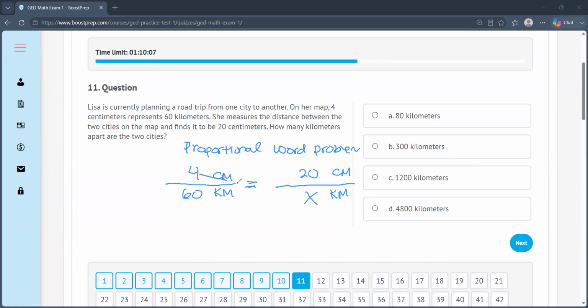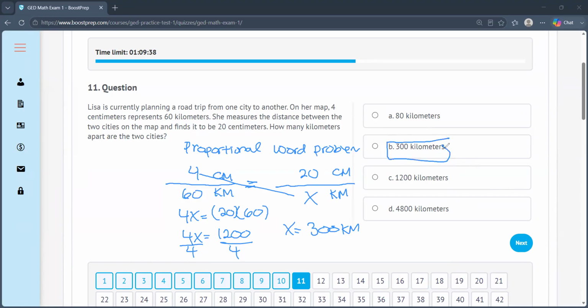Now go ahead and cross multiply to find your X. So 4 times X is 4X. And then it's going to be 20 times 60. That's 4X. And then what's 20 times 60? 1200. And then you're going to divide this by 4. You get 1200 divided by 4, which is 300. So that is letter B. Okay, so that is how you set up this proportional word problem.